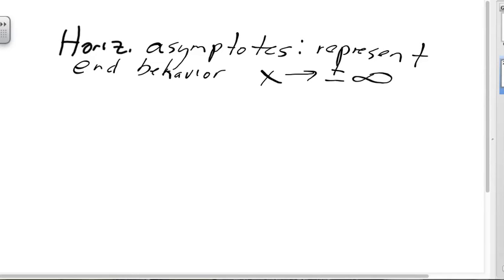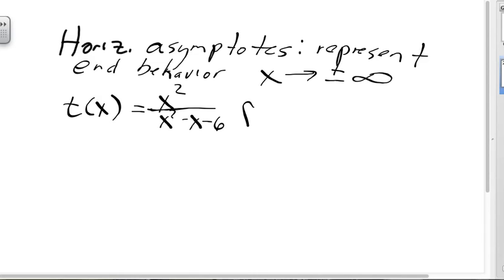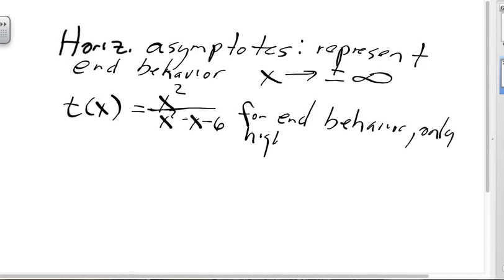Okay, so let's take a look at an example here. I've got a rational function, which is x squared over x squared minus x minus 6. Now remember when we dealt with end behavior, which is what horizontal asymptotes are, only the highest order terms matter. And this is only for horizontal asymptotes. Okay, so let's take a look at this.